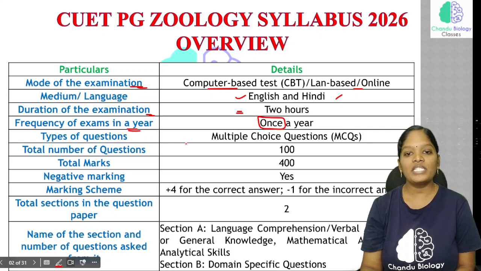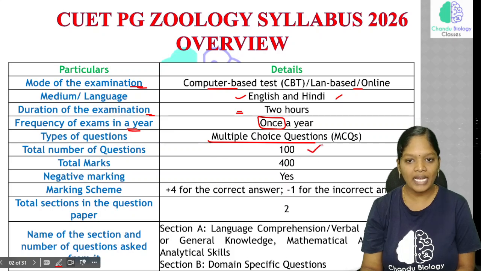The type of question is objective: you get 4 options, so these are multiple choice questions, MCQs. The total number of questions will be 100. The total marks of the question paper will be 400, because one question carries 4 marks.